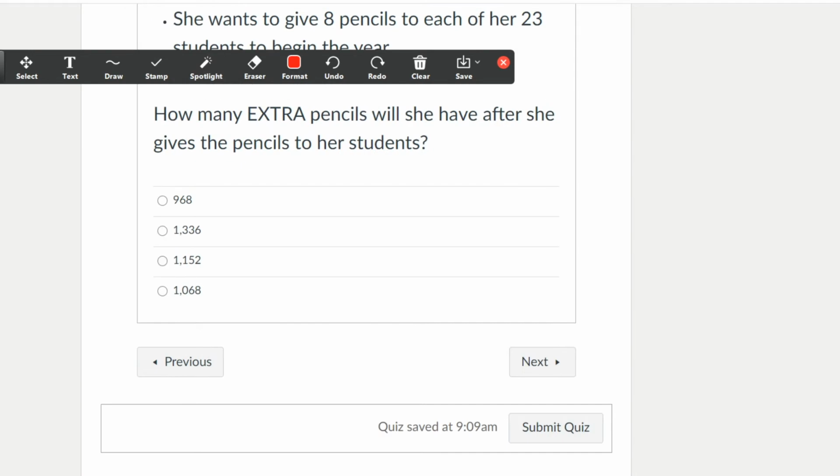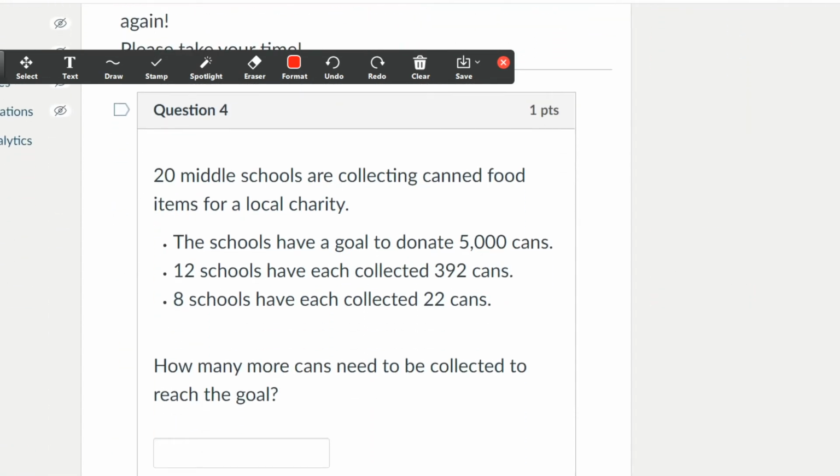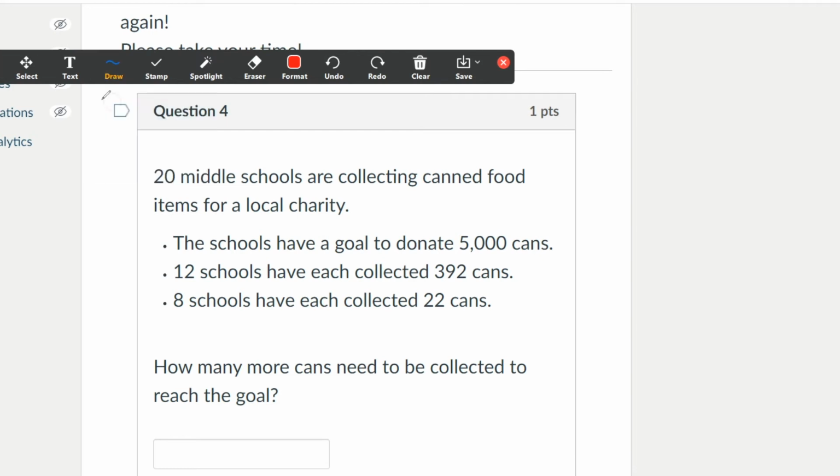Moving on to number 4. "20 middle schools are collecting canned food items for a local charity. The schools have a goal to donate 5,000 cans. So we know that they want 5,000 cans. 12 schools have each collected 392 cans. 8 schools have each collected 22 cans. How many more cans need to be collected to reach the goal?"